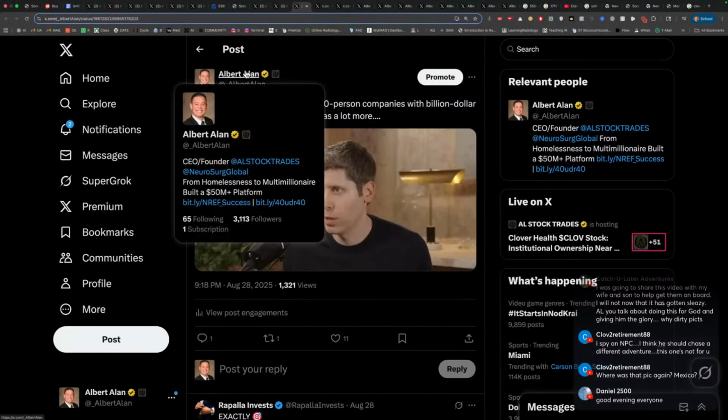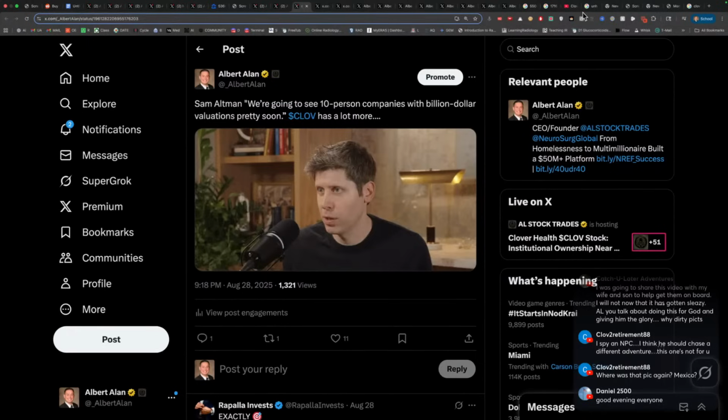Sam Altman recently said something. There are a couple of things I want to talk about before I get into the data. These are really important little facts that I hope you can piece together. Sam Altman said we're going to see a 10-person company with a billion-dollar valuation pretty soon. And I made a comment. I said CLOV has a lot more than 10 people, right? Even if you don't remember their recent NASDAQ photo shot.